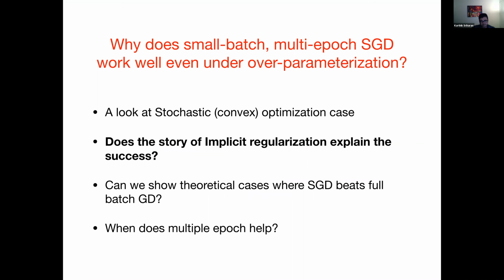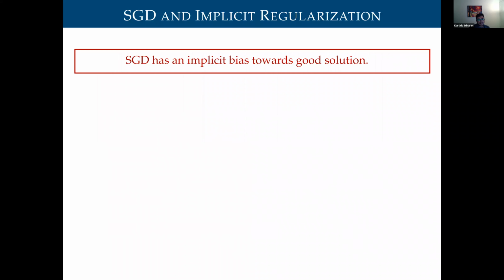So the first story that I want to look at is this idea of implicit regularization that's currently popular for explaining why SGD works so well. To ruin the surprise, I'm going to present a result that says this might be true, but it cannot be true at a very broad level. There are cases where SGD will be successful, but not for reasons of implicit regularization. The high-level idea, which definitely has to be true given that SGD works, is that SGD has an implicit bias towards a good solution.